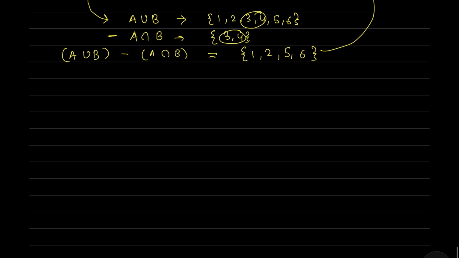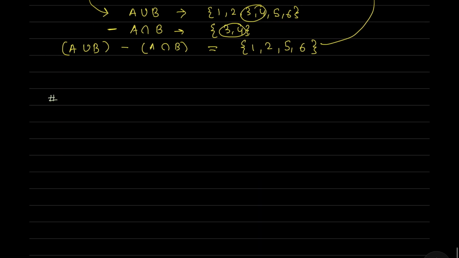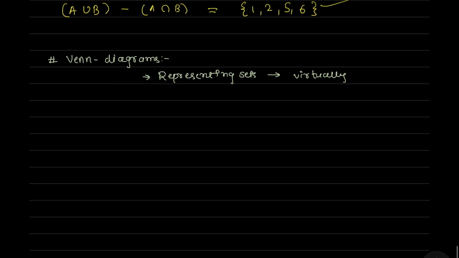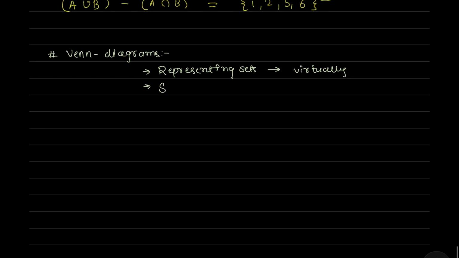Okay, the next topic for us to understand is something called Venn diagrams. Previously we understood what sets are and how we can represent sets using a roster form and a set builder form. So Venn diagrams are another way of representing sets. It basically represents sets visually. In a Venn diagram, we basically create a structured container for sets.